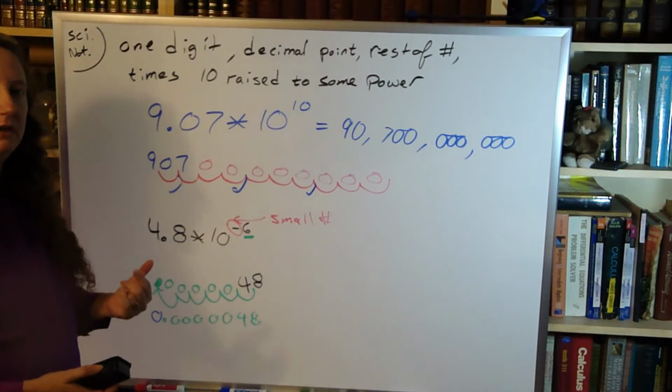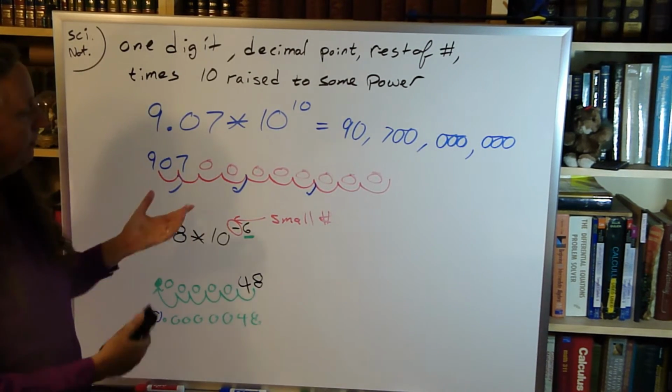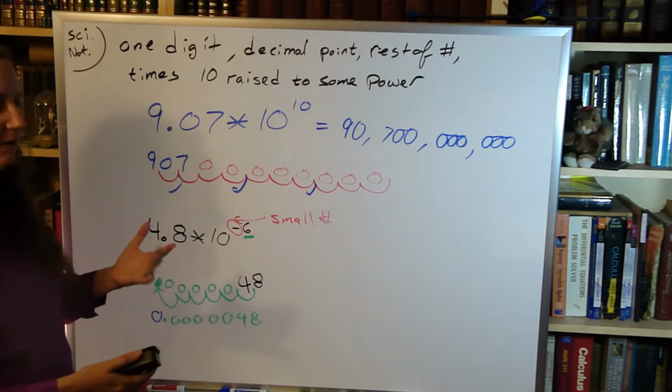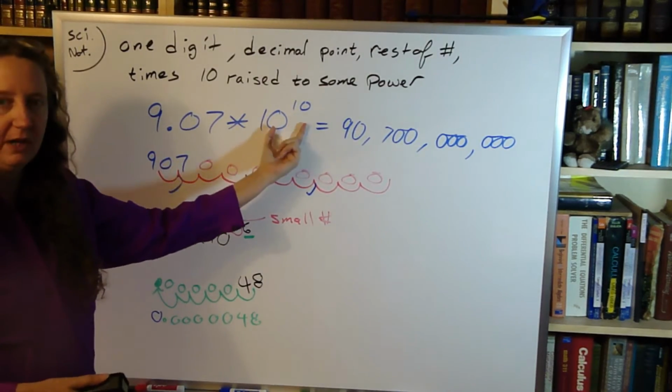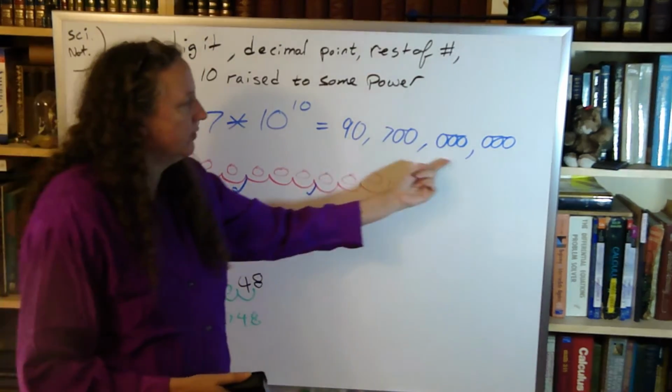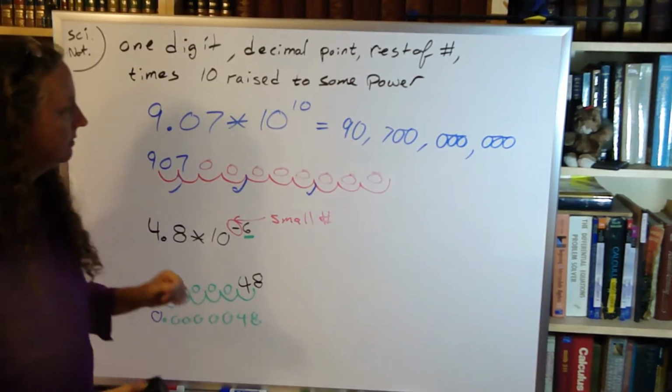Personally, if I were writing this in a business type setting or a science type setting, I would probably prefer the times 10 to the 10 to trying to make sure that I have the right number of zeros there.